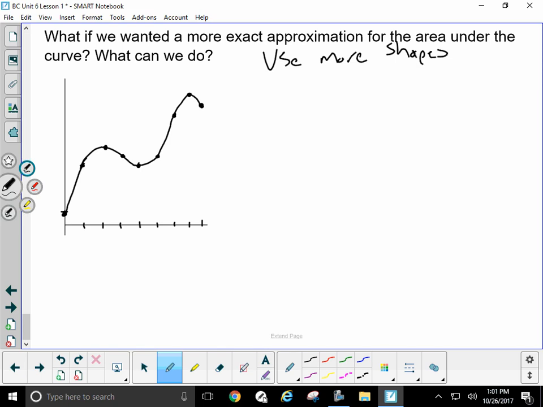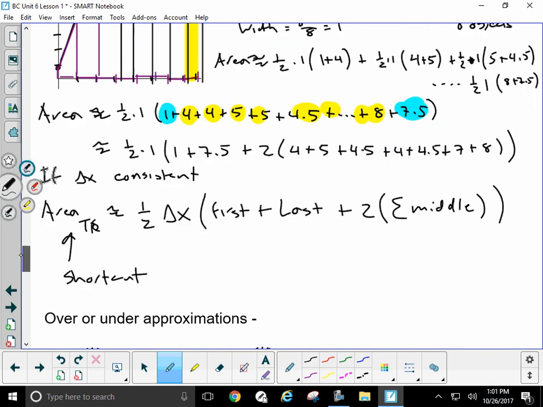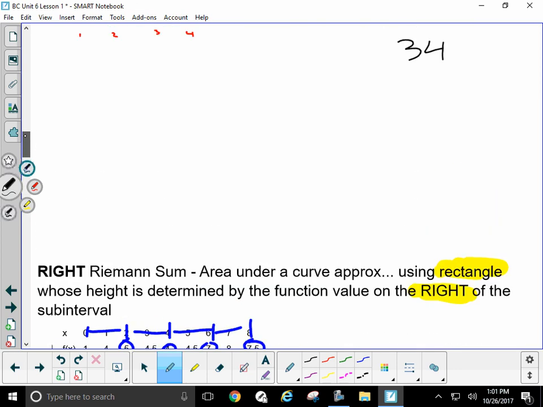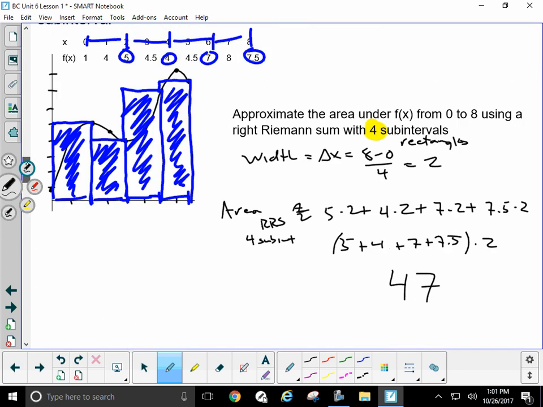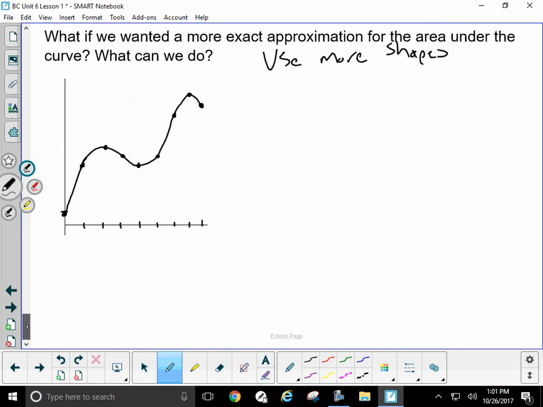Well, if we're going to use more shapes, I actually don't want to use the trapezoidal Riemann sum because, man, look at that formula, look at all those calculations. Really, the easiest calculations I had were with these Riemann sums, left, right, or midpoint. So, like, the right's easy enough. Why don't we just use a right Riemann sum? All I need to do is just use more shapes.